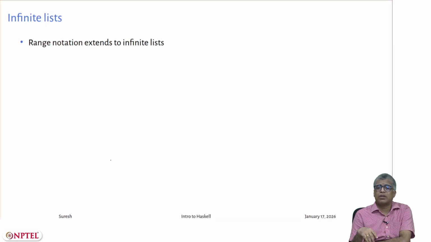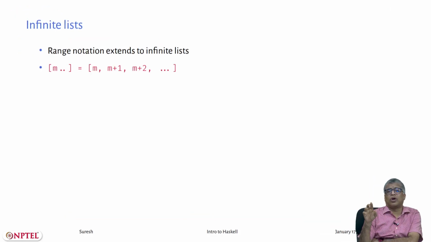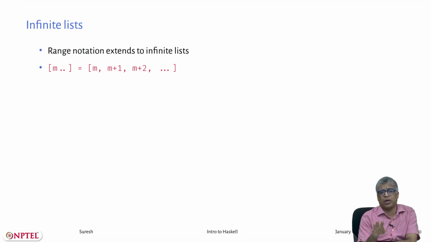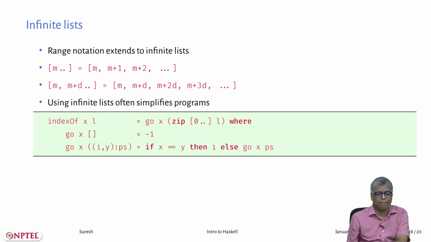And now the range notation which we talked about earlier can actually be extended to infinite lists. Rather than just have m, m plus 1, dot dot dot till n, I can have m dot dot, which means m, m plus 1, m plus 2 and so on forever. Or I could also have m comma m plus d dot dot, which means m, m plus d, m plus 2d, m plus 3d and so on. Okay, and using infinite lists often simplifies programs.